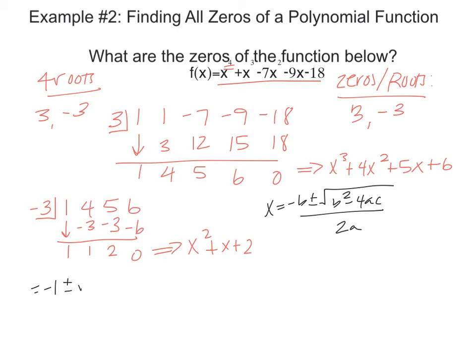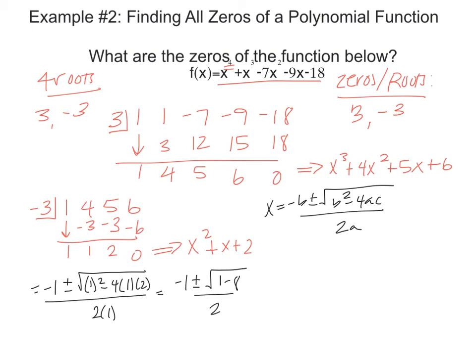Okay, so when we do that, we're going to get -1 plus or minus the square root of 1 squared minus 4 times 1 times 2, all over 2 times 1. So that'll be -1 plus or minus the square root of 1 minus 8 over 2, which is -1 plus or minus the square root of -7 over 2, which lastly becomes -1 plus or minus i square root of 7 over 2. Now, since it's plus or minus, don't forget that those are two separate answers.